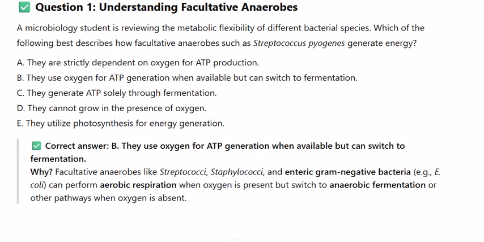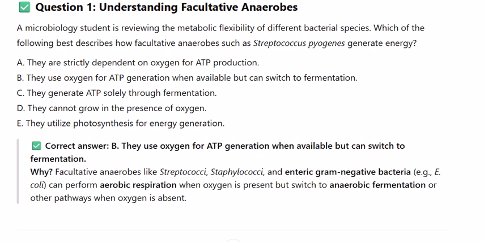A. They are strictly dependent on oxygen for ATP production. B. They use oxygen for ATP generation when available but can switch to fermentation. C. They generate ATP solely through fermentation. D. They cannot grow in the presence of oxygen. E. They utilize photosynthesis for energy generation.